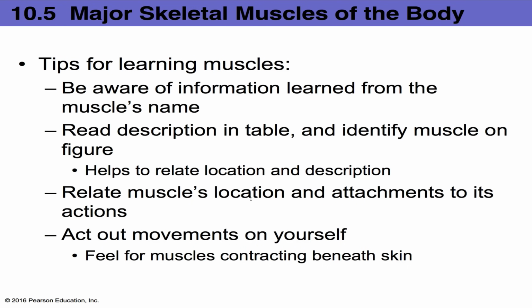So yeah, relate the muscle's location or attachments to its actions. Then read the descriptions in the table and identify the muscles on the figure. The tables in the book are quite well done, so be sure to use those. Look at it on the table, and then look at it in a figure. After you look at it in a figure, then try to identify it on your body as well. And then remember, again, say it out loud. It'll help you a lot. Palpate these muscles on your body also.